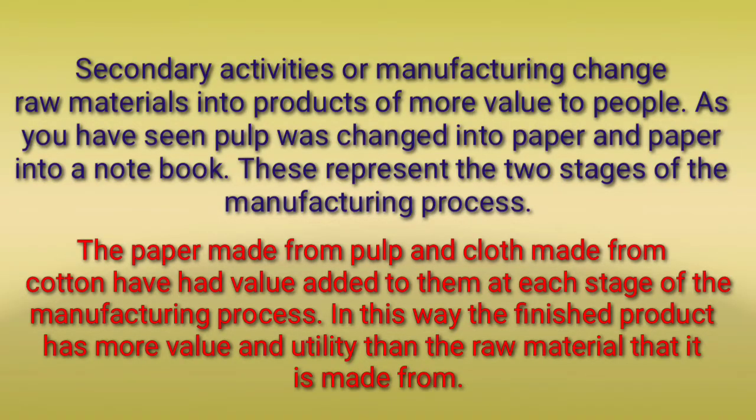Secondary activities or manufacturing change raw materials into products of more value to people. As you have seen, pulp was changed into paper and paper into a notebook. These represent the two stages of the manufacturing process. The paper made from pulp and cloth made from cotton have had value added to them at each stage of the manufacturing process. In this way, the finished product has more value and utility than the raw material that it is made from.